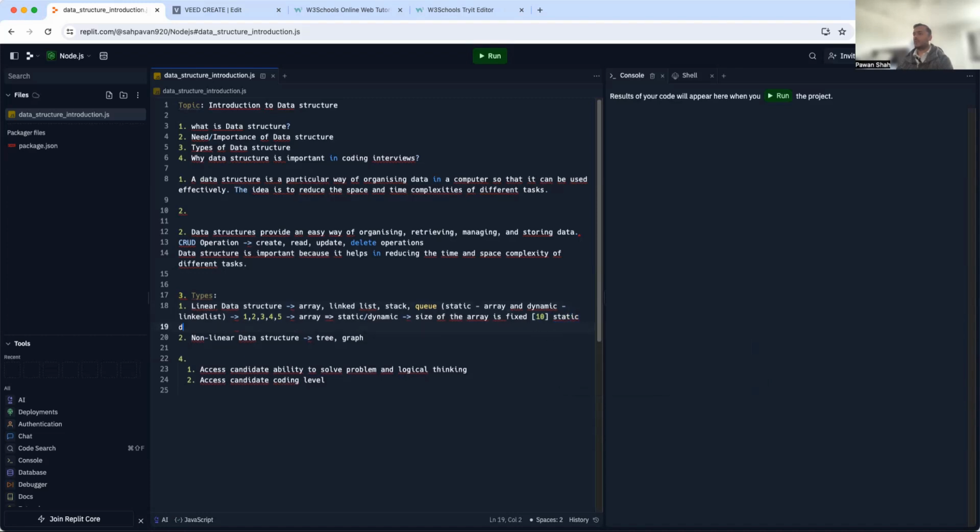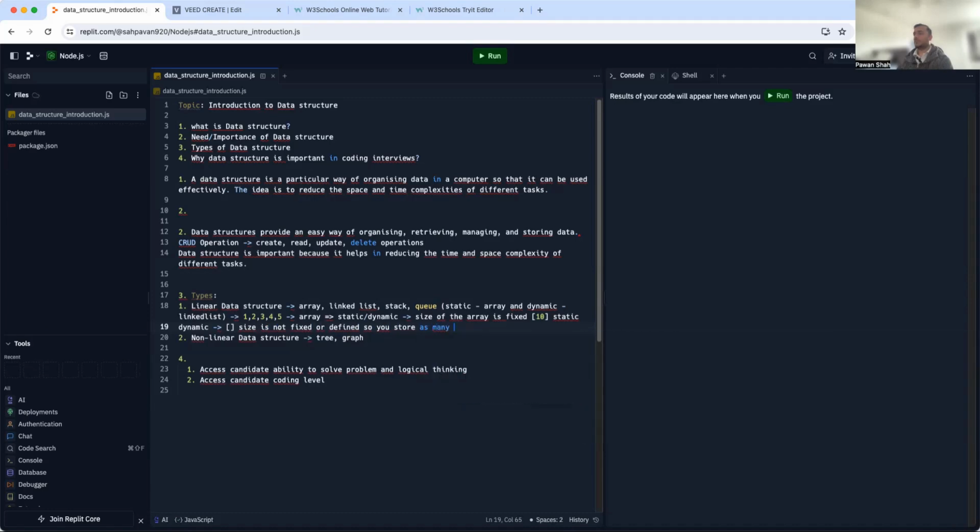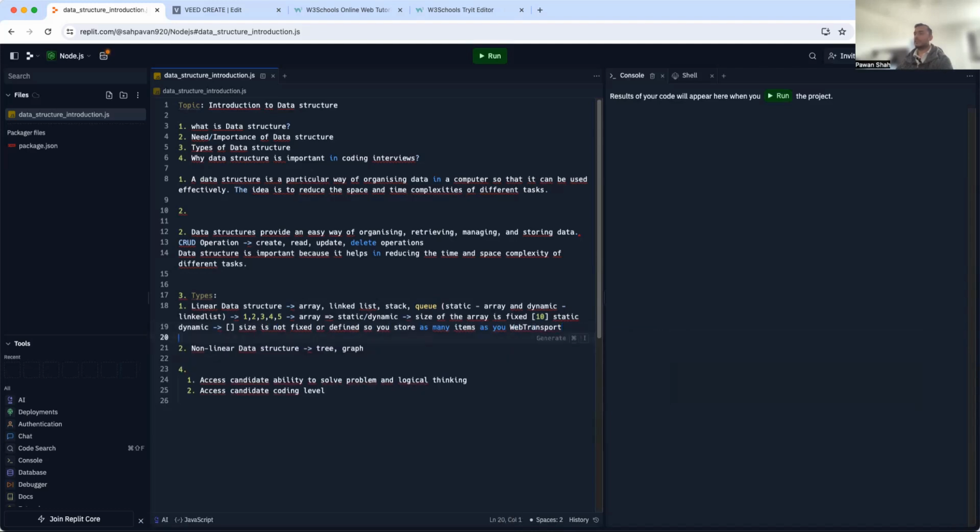But we have a dynamic array. A dynamic array means you can increase the size as needed, so you don't need to define the size initially. The size is not fixed or defined. So you can store as many items as you want, right? This is the difference between static and dynamic.